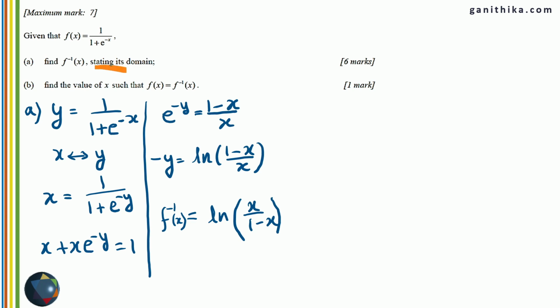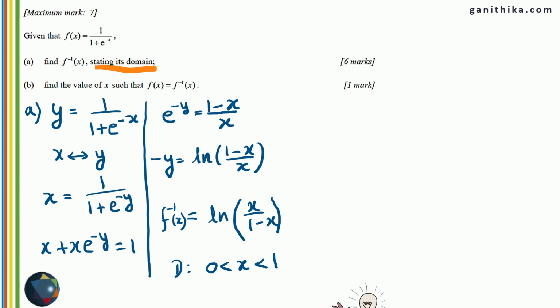And going back to the question, you have to state its domain. It's not enough if you just find f inverse of x. You have to find the domain of this. We know that the term inside the ln cannot be 0, cannot be negative, right? Therefore, we know that x can be only between 0 and 1.